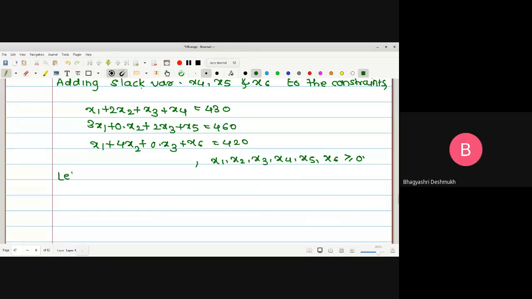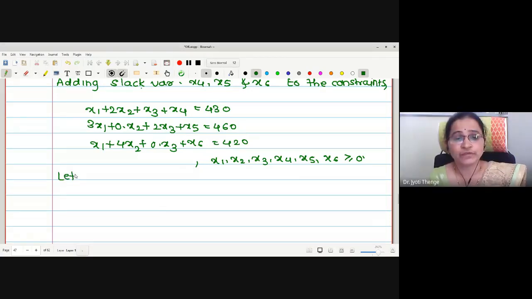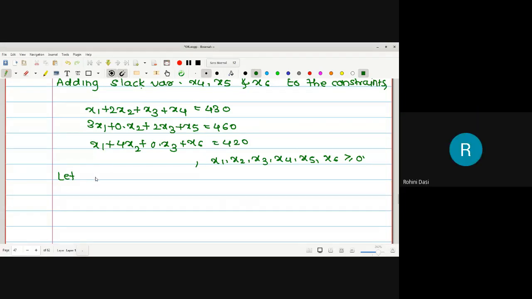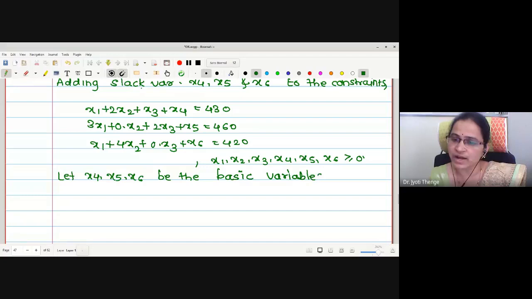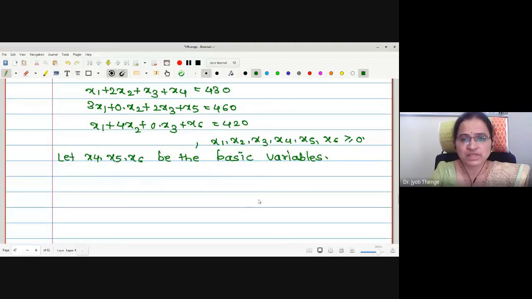Three variables we will keep at 0. Which variables will we select as basic variables? x4, x5, x6 will be the basic variables. Why? Because these give the columns of the identity matrix: 1, 0, 0, 0, 1, 0, 0, 0, 1. So generally, the added slack variables will be the basic variables.